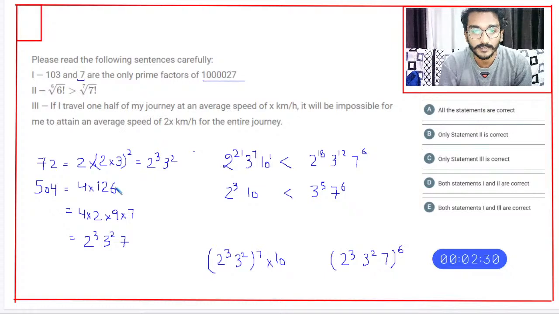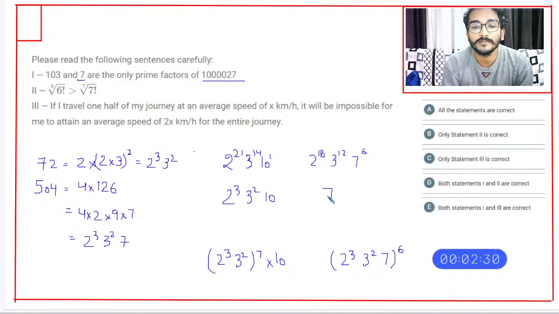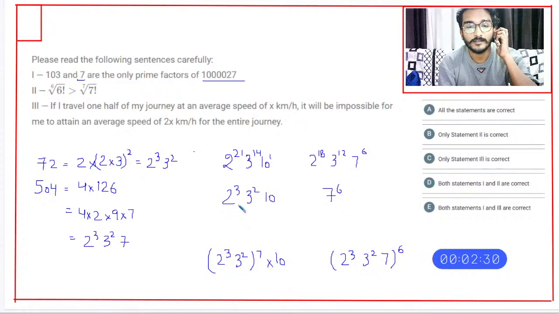Did I make a mistake here? 72 is 2 into 36, 6 square. Oh, sorry, my bad. I made a mistake here. It is 3 raised to the power 14 when I expand the brackets. So comparing it again, 2 raised to the power 3 is left here, 3 raised to the power 2 is left here, and 10. There we have 7 raised to the power 6. Finding it, it is 8 cross 9.